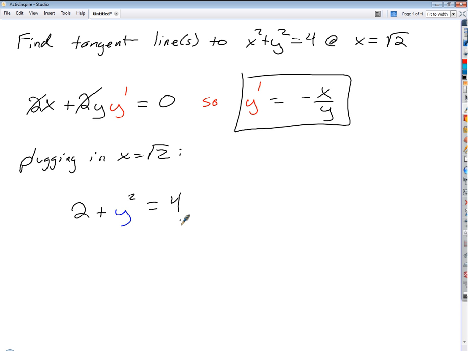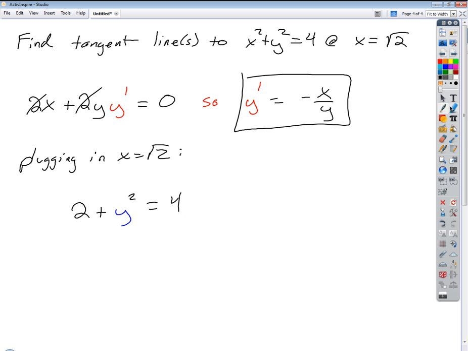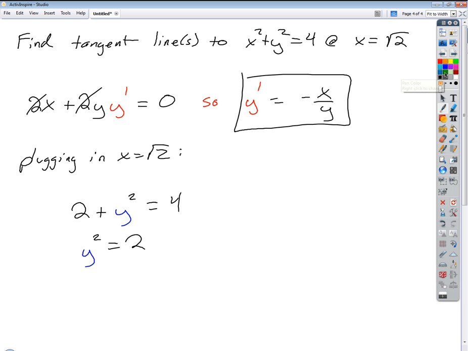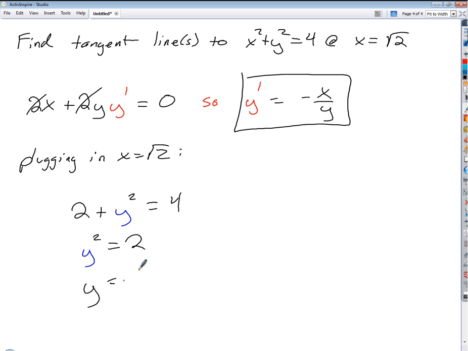Okay, good. I'm going to subtract 2, and then I'm going to have to square root both sides, aren't I? So I'm going to get y squared equals 2. So therefore, y equals plus or minus the square root of 2. Okay, that's important. That's telling us something really important here.